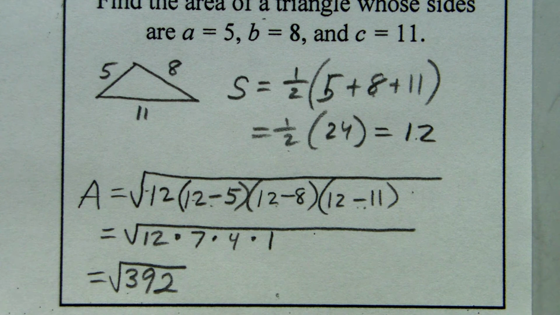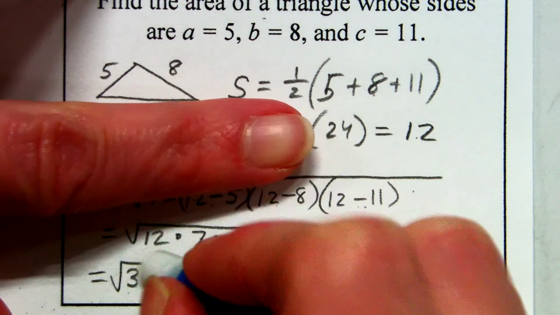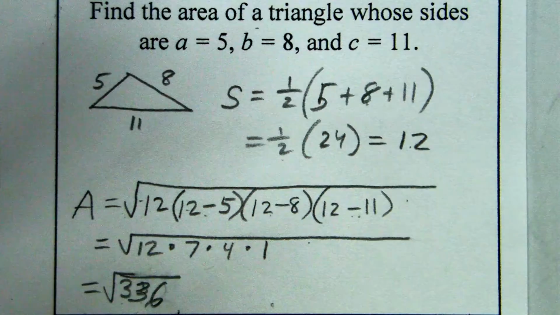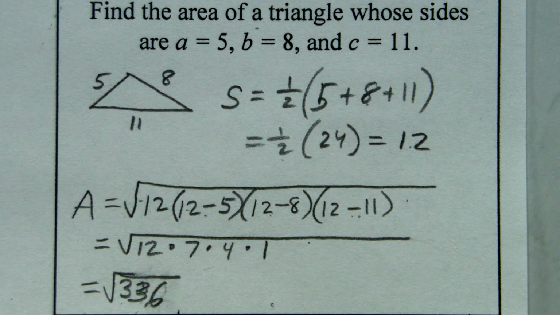You know what? I think I typed that in wrong. 12 times 7 times 4 is 336. Sorry about that. Even on video, I make mistakes. All right, 336. That looks better. It wasn't coming out right.